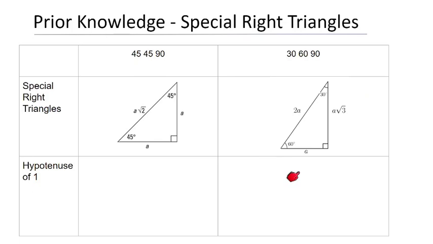And then we have some similar relationships over here with the 30-60-90. If you know the short leg, you double it to find the hypotenuse. If you know the hypotenuse, you divide it by 2 to find the short leg. And then if you know the short leg, you multiply by the root of 3 to find the long leg. And if you know the long leg, you divide by the root of 3 to find the short leg. So this is prior knowledge that you will need to know in order to understand what we're doing here. If you don't follow this, you need to go watch a few videos on special right triangles first.